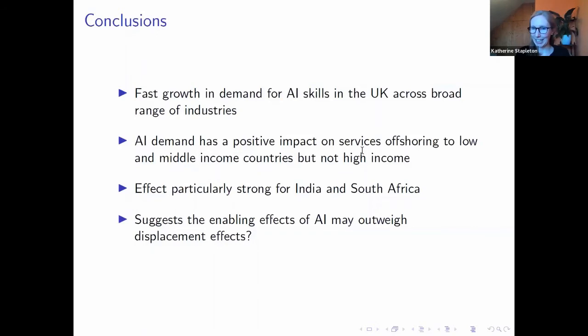But generally a lot more work needs to be done to understand what's going on in a lot more depth, but these are some preliminary results. Great, so that's the end of my presentation for today.